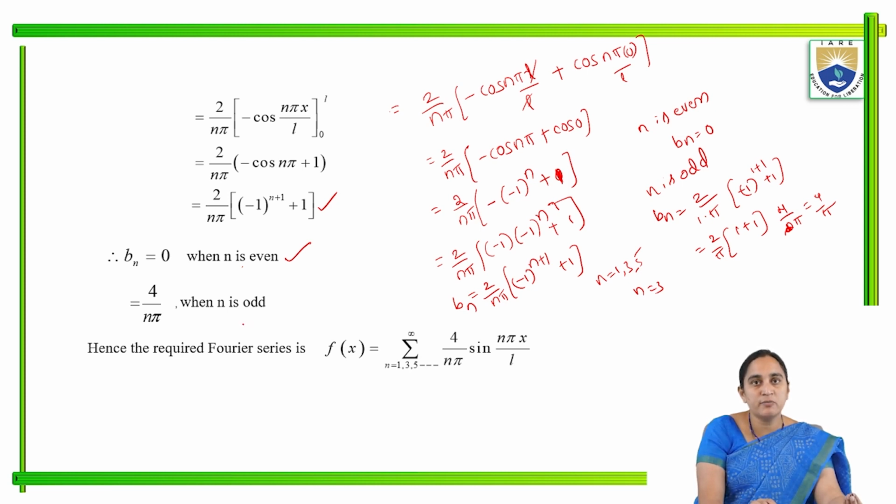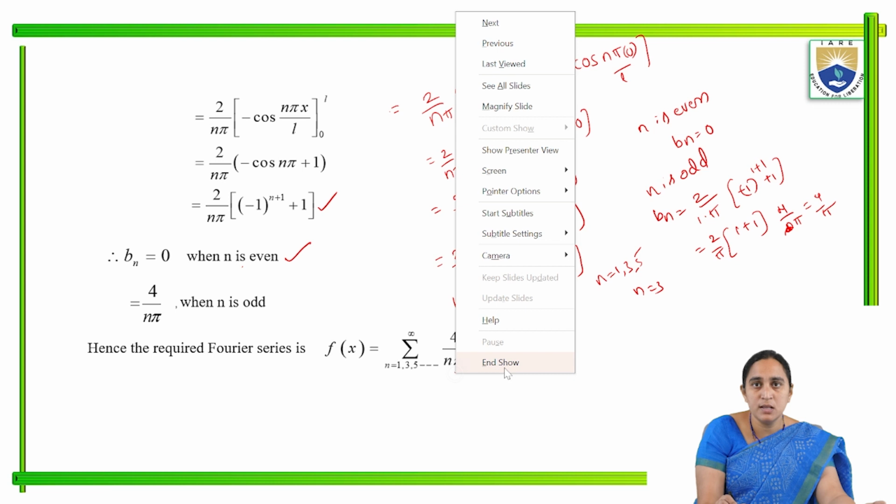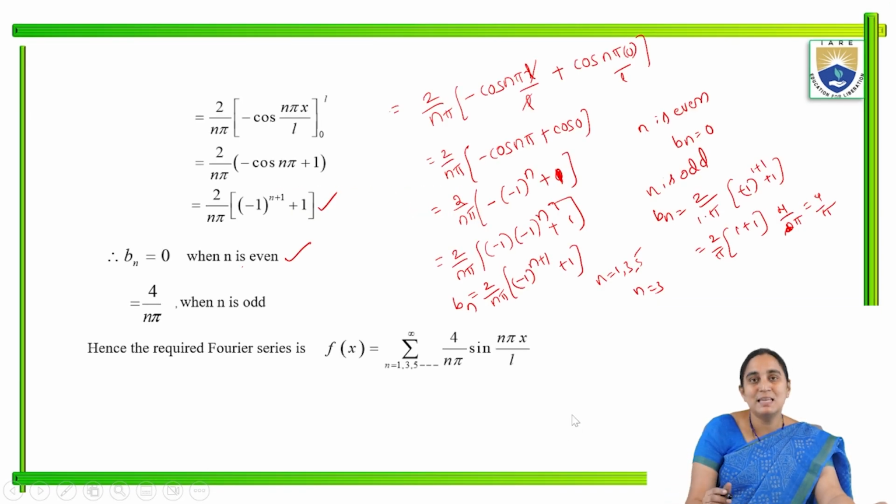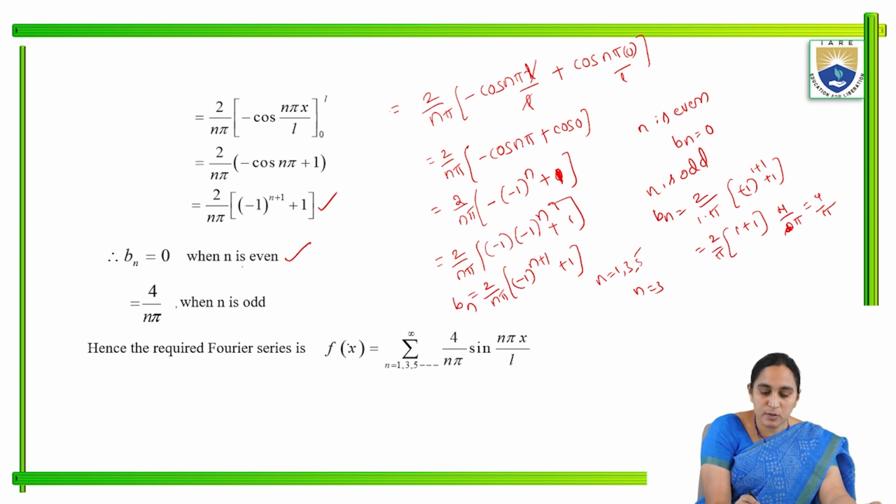Therefore, the required series for f of x is equal to 1 is the sum for n equal to 1, 3, 5 to infinity. Why am I taking only odd n? Because if n is an even number, the value is directly 0. We get a value only for odd numbers. For that case, 4 by n pi into sin(n pi x by L). Okay, this is the required series.